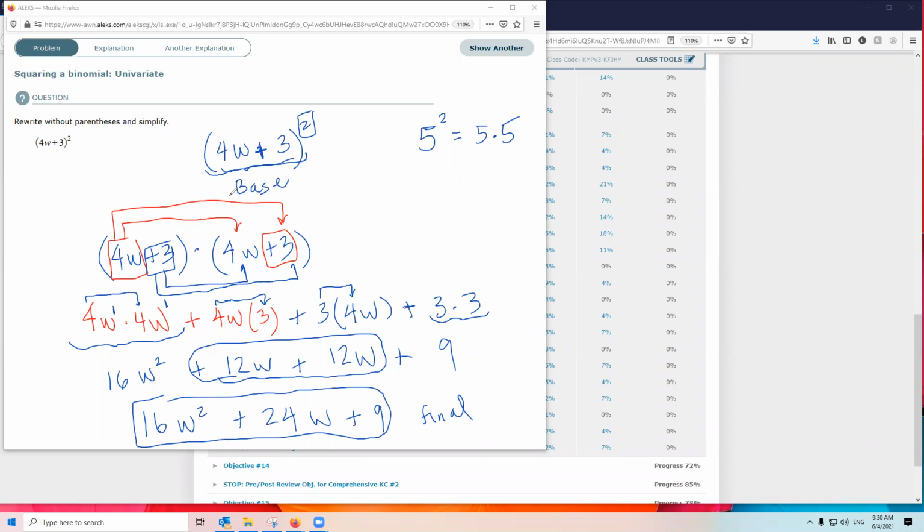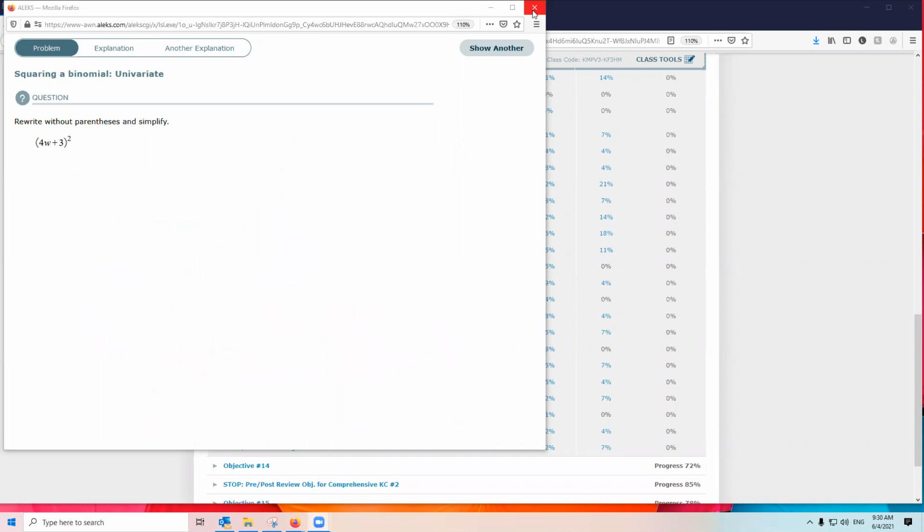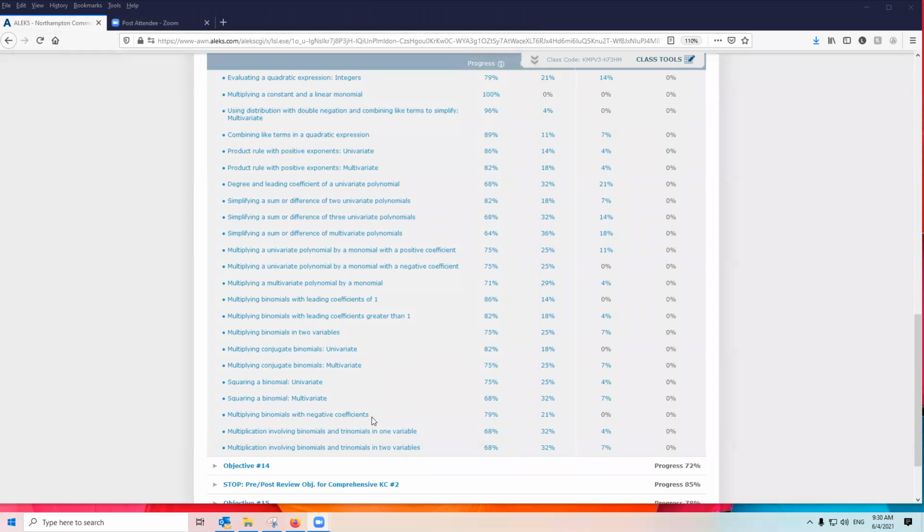So the key to this problem was noticing that when you have a parenthesis like this with an addition inside, to the exponent 2, rewrite it as the parenthesis times itself. Then you can follow the same steps for multiplying out 2 parentheses like this. All right, let me do one more example here.